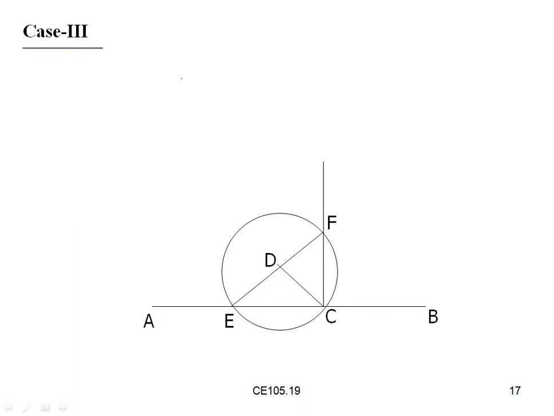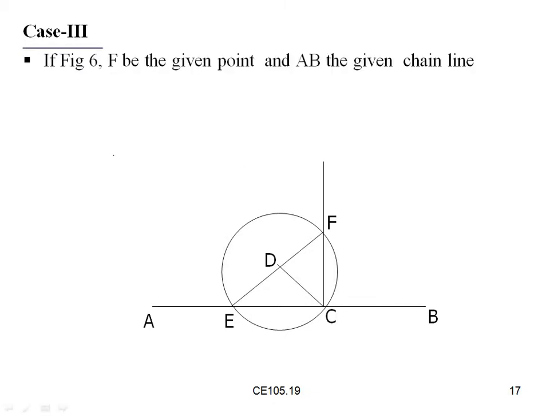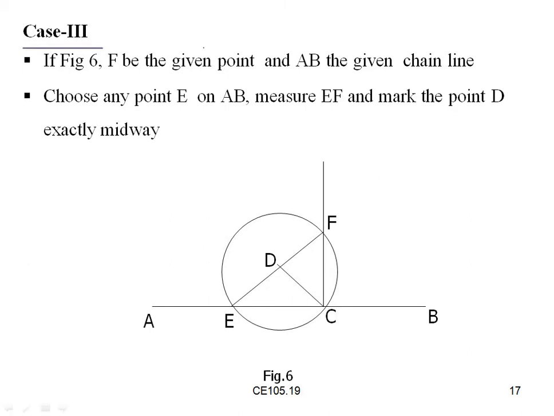The next is case 3. In this case, we are having a circle. This is figure 6. In figure 6, F is the given point, and AB is the given chain line. This is the chain line AB, and somewhere the point F is given.